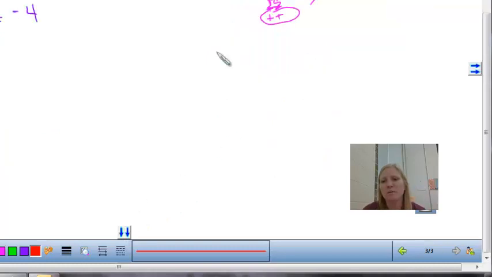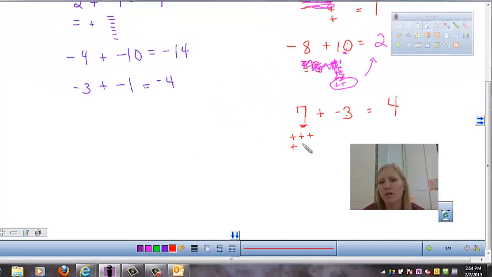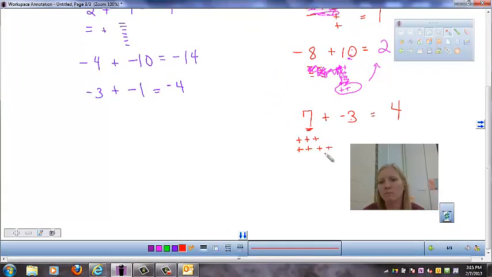Sometimes we have problems like 7 plus negative 3. So let's try that one. 7 plus negative 3. I'm going to subtract 7 minus 3, which is 4. And it's going to be positive because 7 is bigger, because I'd have 7 pluses and 3 minuses. So all these would cancel, and I'd have 4 positive.